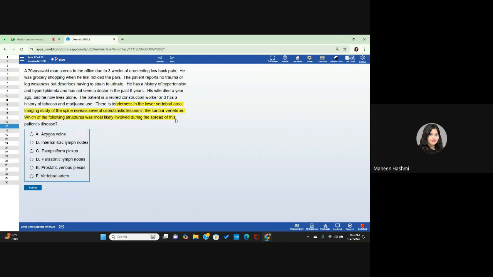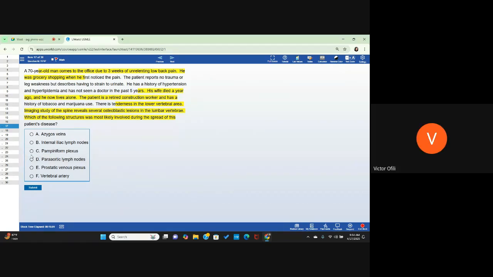Tenderness in the lower vertebral area, osteoblastic lesions, man. What's happening? What sort of cancer spread could it be? Prostatic cancer, yeah. Prostatic mets, because the old man and the osteoblastic lesions both favor osteoblastic mets. All right, where did it drain? Because of the prostatic venous plexus. Prostatic venous plexus.